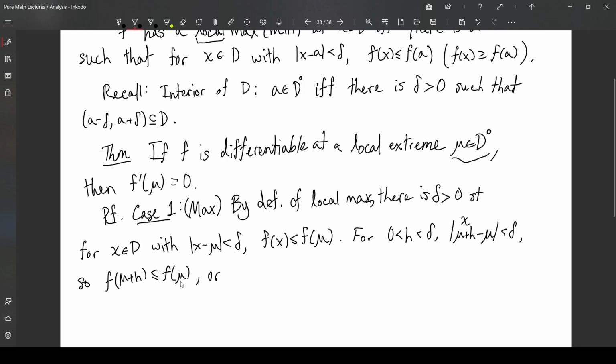And then we can move f of mu to the other side, and we can divide both sides by h, because h is a positive quantity. So we get that f of mu plus h minus f of mu over h is less than or equal to 0.